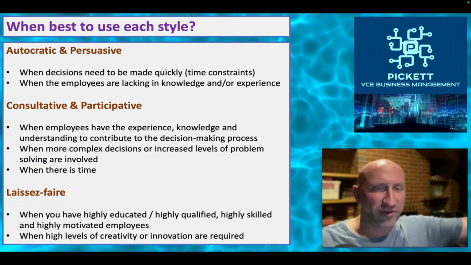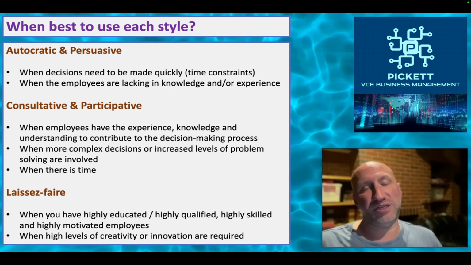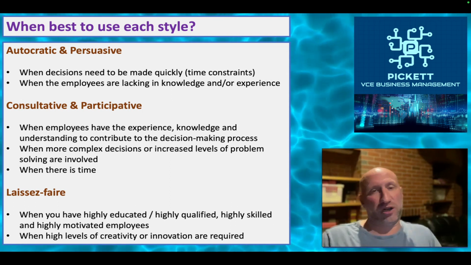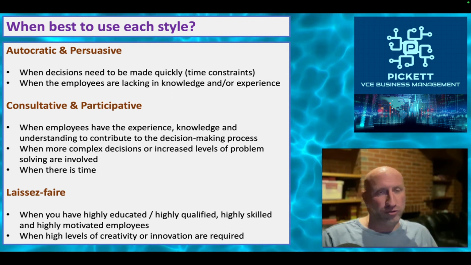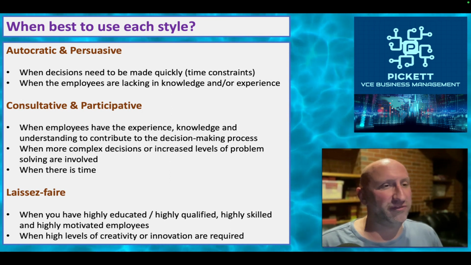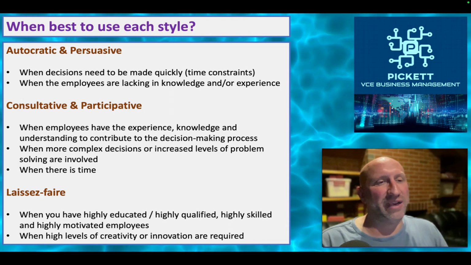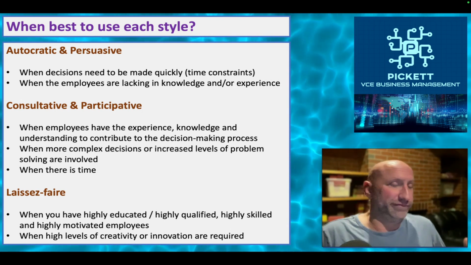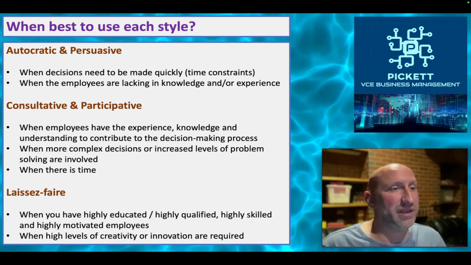Autocratic and persuasive are very task focused. When do we use this style? When decisions need to be made quickly, if there are time constraints. We're up against the clock for whatever reason. If time is of the essence, use autocratic and persuasive. And of course, as I've already said a couple of times, when the employees are lacking in knowledge, experience and/or motivation.